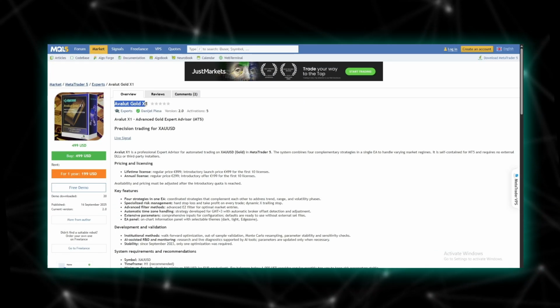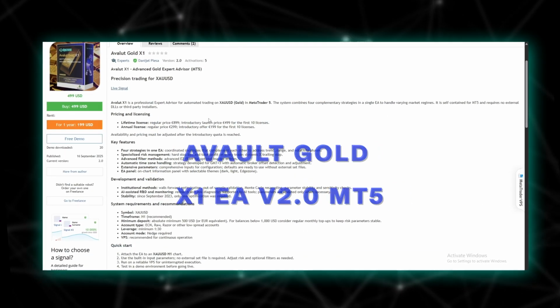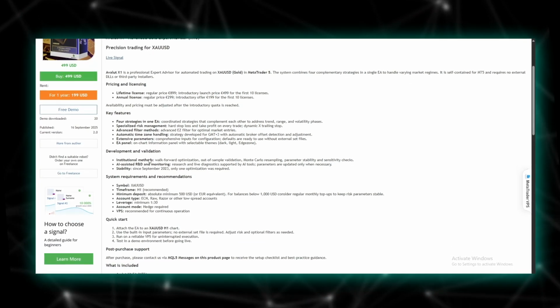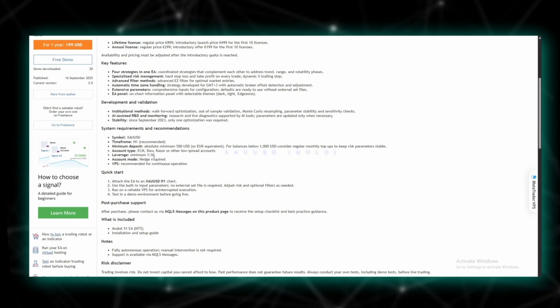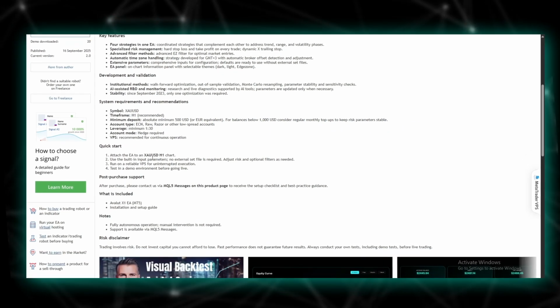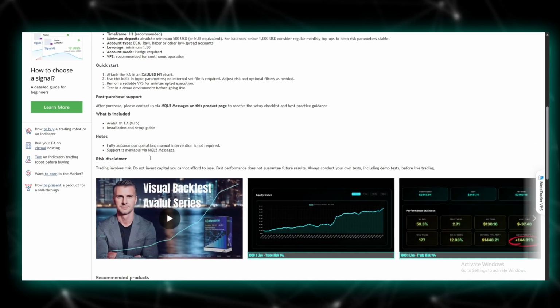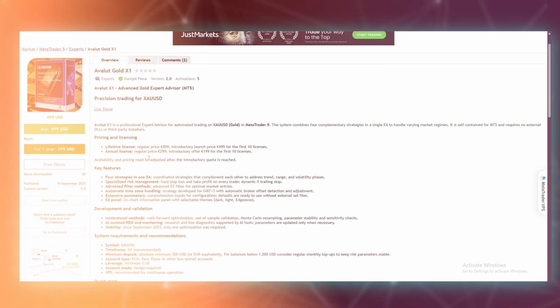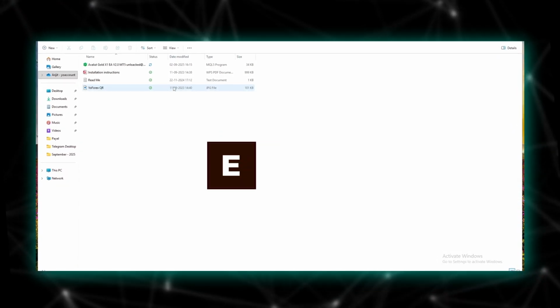Today we're showcasing the AvaulT Gold X1 V2.0 MT5, an advanced expert advisor designed for precision trading on XAUUSD gold. This EA brings together 4 intelligent trading strategies to adapt automatically across trend, range, and volatility phases, giving traders stable and consistent performance. After downloading, you'll find the EA file, installation guide, and a quick README note.